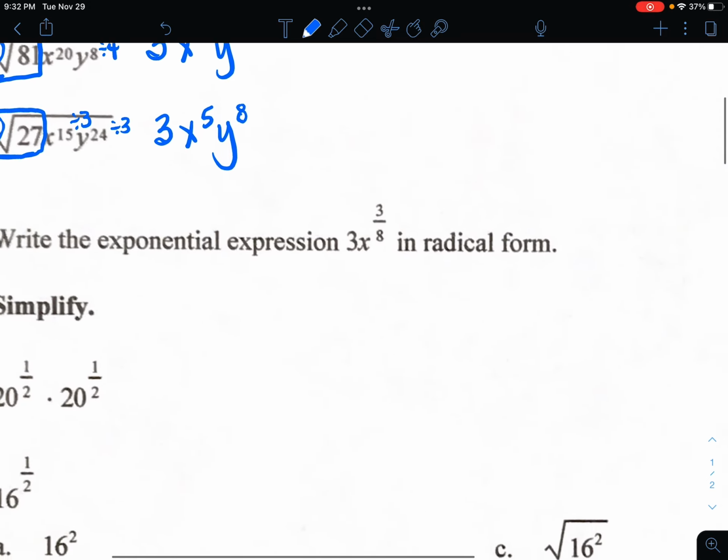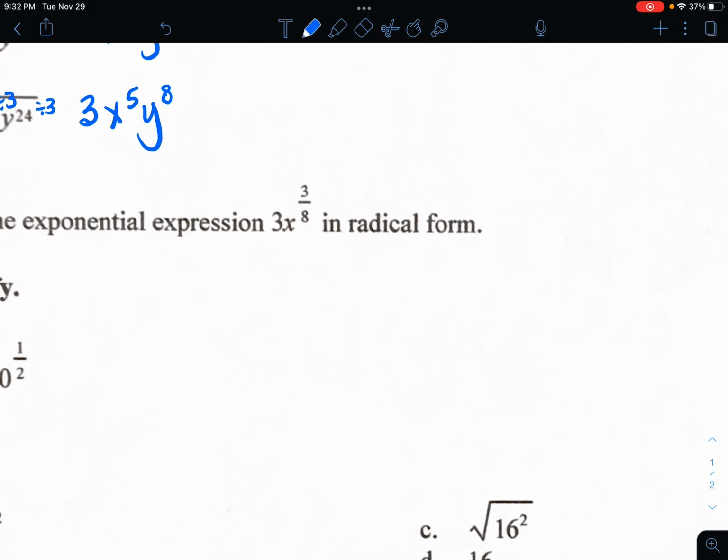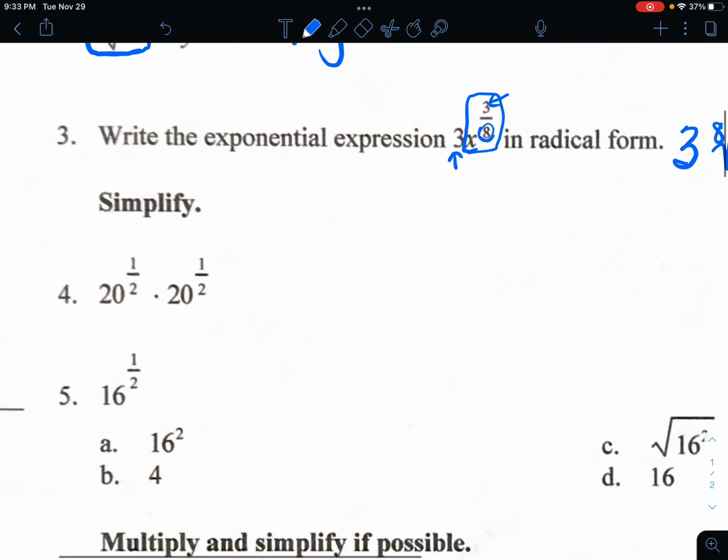Number 3, write it in radical form. So notice how the exponent is only on the x, so the 3 is not going to be under a root. We're just going to write it out like this, 3 right here. The denominator, so the 8, that's going to be my root. So it's going to be the 8th root of x, and then this 3 is going to stay an exponent, so to the third power. And that's the answer to number 3.